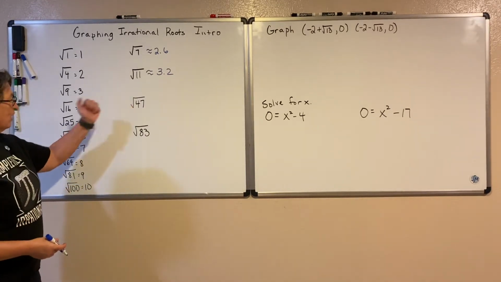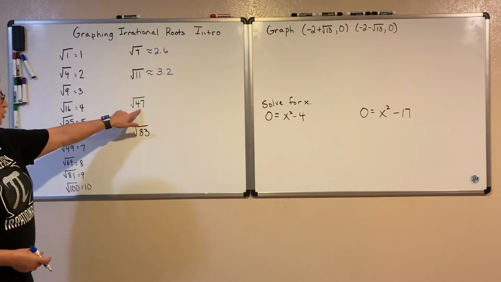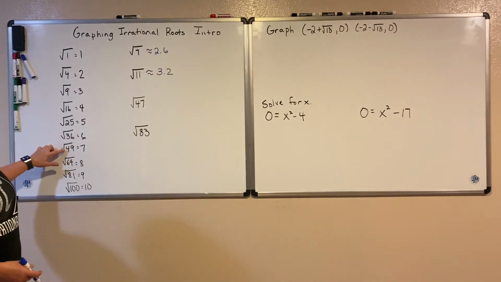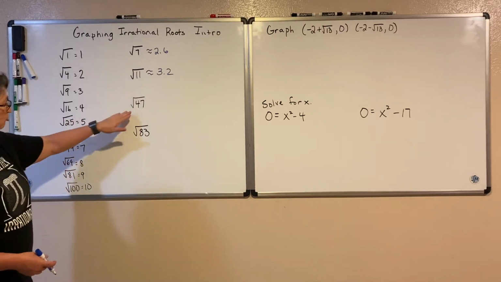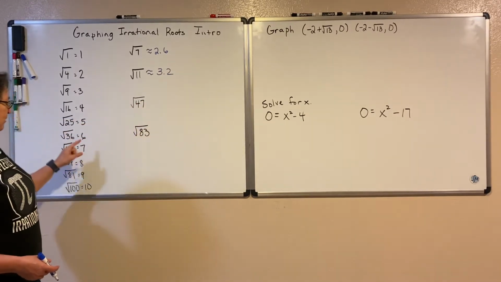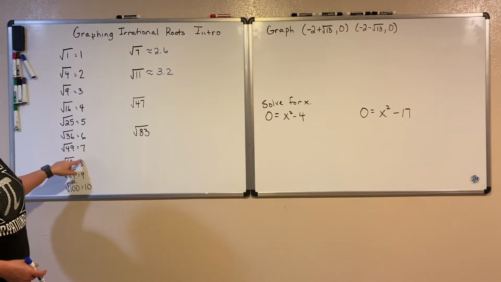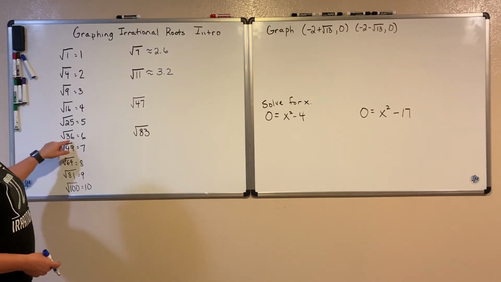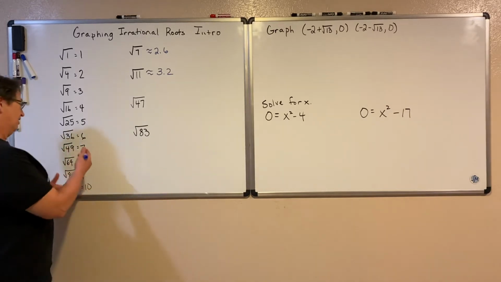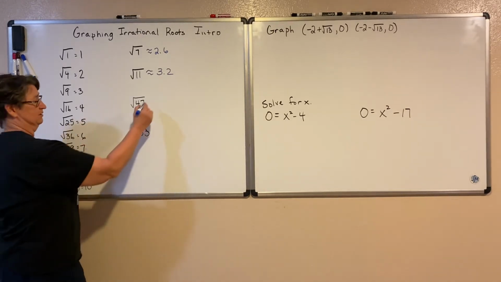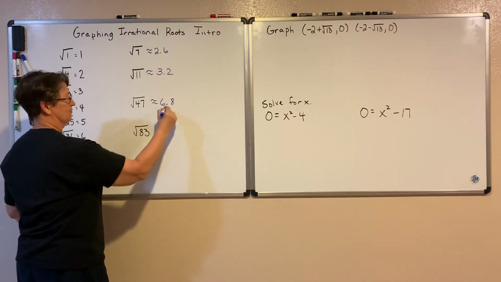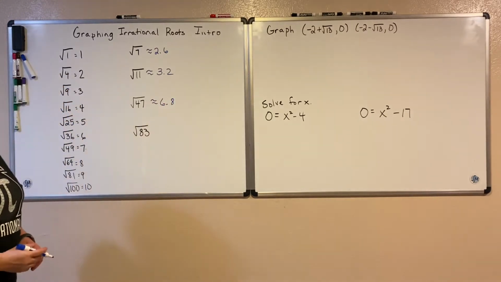If you look at the square root of 47, 47 is between 36 and 49. So the square root of 47 is going to be between 6 and 7. Closer to the 49 than the 36, so almost 7. It's going to be 6.8-ish, maybe 6.9-ish, somewhere in there.